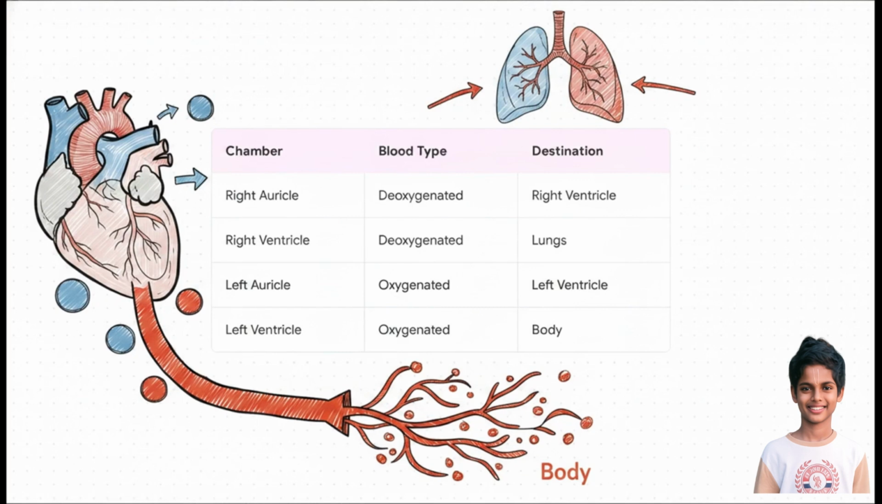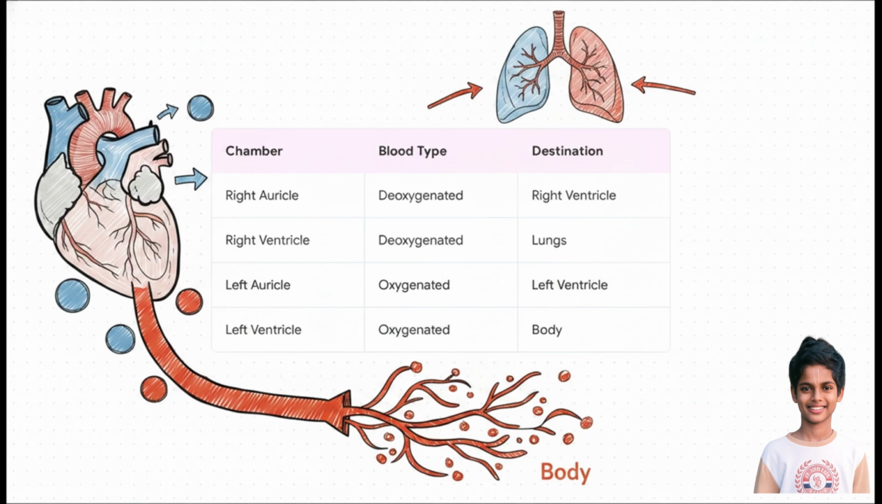I need your absolute 100% focus right now because this carries huge weightage for your exams. Let's trace the amazing biological journey of blood through your heart's 4 chambers. It's like a perfectly designed house. The entire right side deals only with deoxygenated or impure blood. The right auricle collects it from the body and drops it into the right ventricle, which then pumps it straight to the lungs to get oxygen.